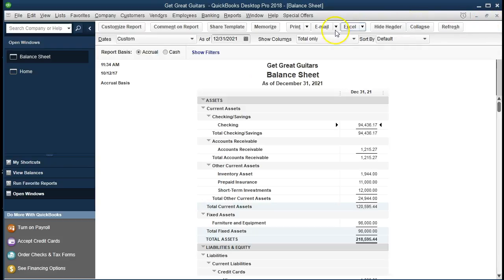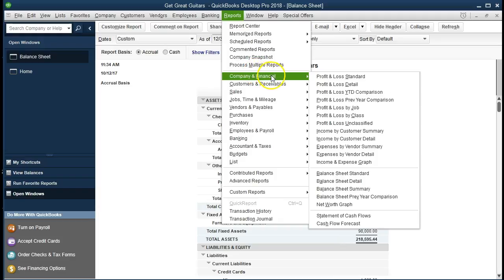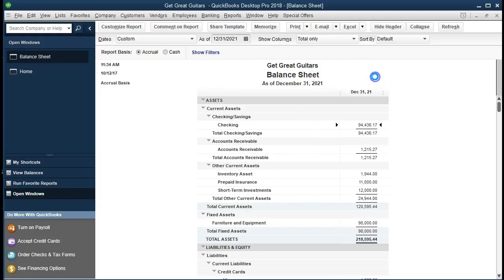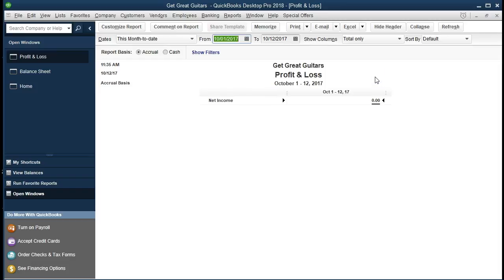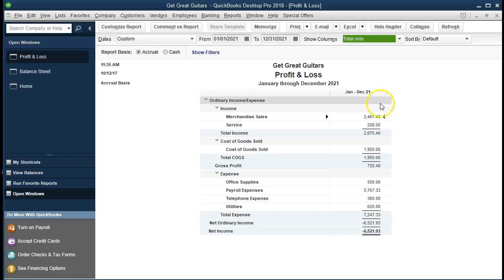If we go to the other side of it, we would assume that there would be an expense called wages expense or something like that. So we're going to go to Reports, go to Company and Financial, look at our income statement, or profit and loss statement for QuickBooks, and change the date to 01/01/21 to 12/31/21, and look for our payroll expense. There is our payroll expense.